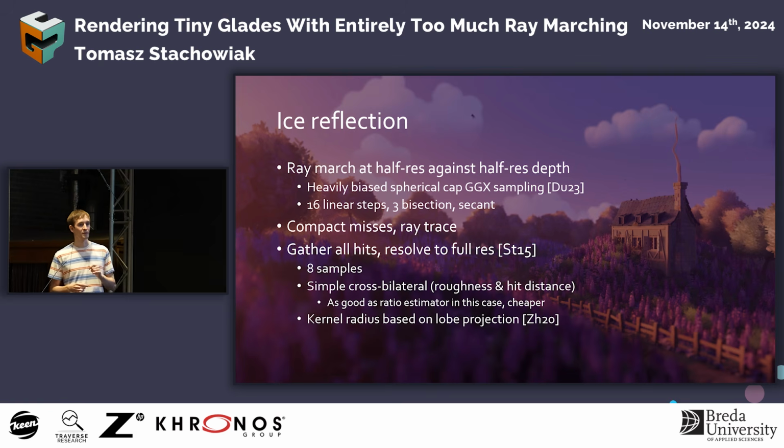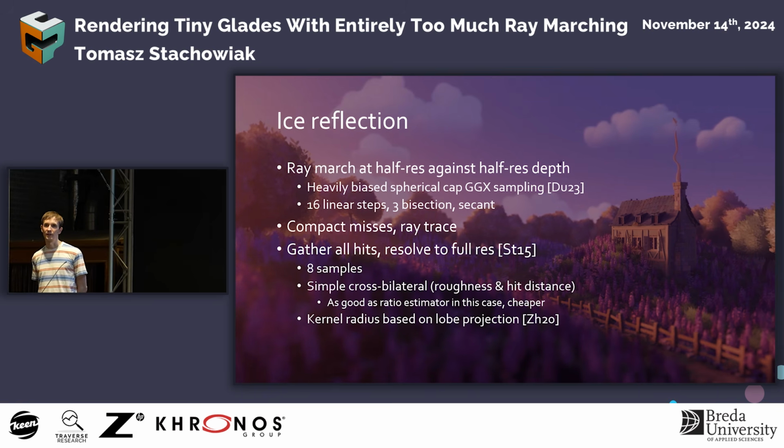Starting with reflection, we ray march, again, in a deferred pass, half resolution, I guess half resolution depth. We're using spherical cap GGX sampling with a heavy bias of like 70%, I think. So we cut off the edges of the GGX cone. We use a bit more detailed ray march this time, because we found we want a little bit of extra definition, like a little reed sticking out of the ice. Then once again we compact the misses. We dispatch a ray trace over just the misses.